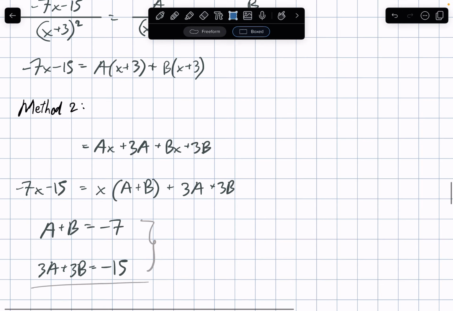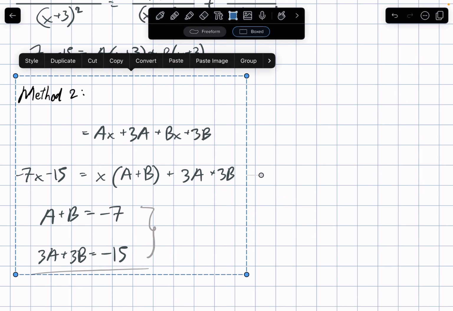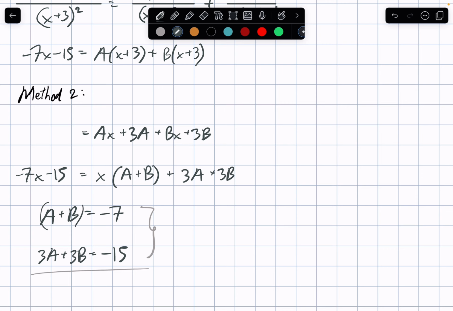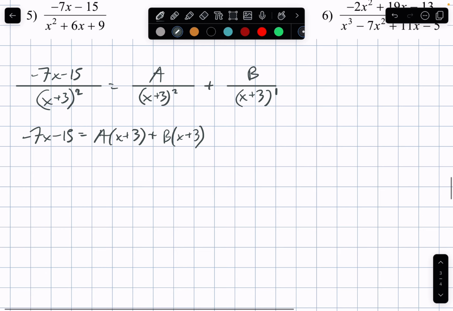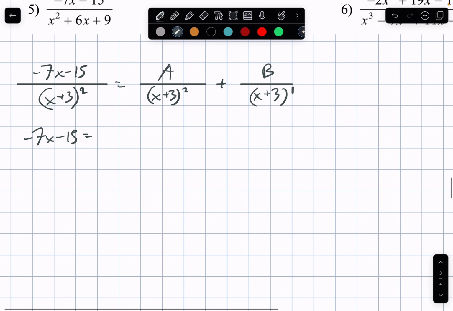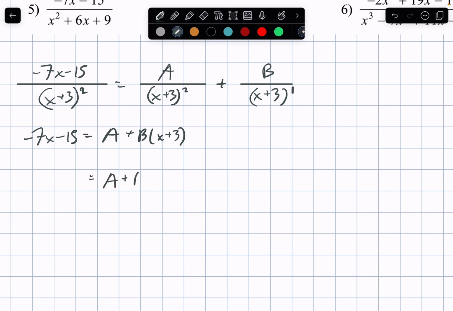Sorry about that. This is actually a dead end. Because if you multiply both sides by 3, well, there's no point because even if you minus, both a and b will be 0. So this is an absolute dead end. Sorry about that. So we have a and then b times x plus 3. A plus bx plus 3b.